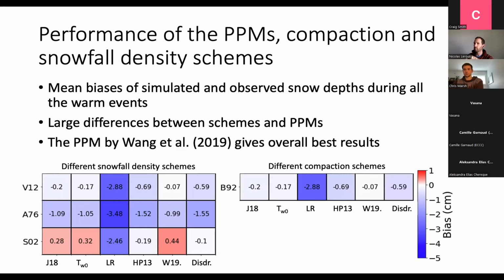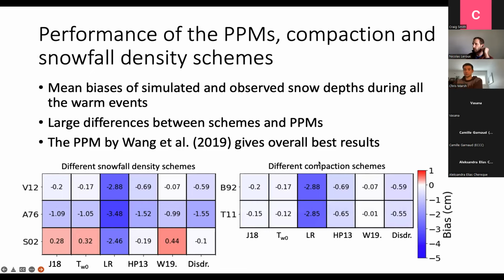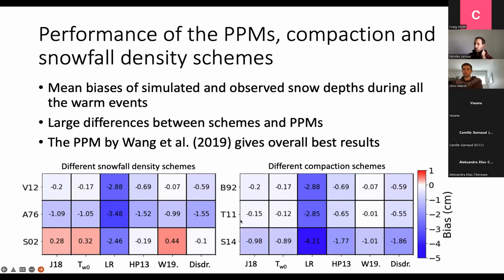And now we can play with the different compaction schemes. So this is once again the reference case. We see the same mean biases as the previous row. And now we can play with another compaction scheme, T11, which, like I said, was close to B92 but just differs in estimating the viscosity of the snow, and the results are very, very similar. And once again, Wang 2019 gives the best results. And finally, if I move to the third compaction scheme, this time the results are way different, and we are getting away from the observed change in snow depth.